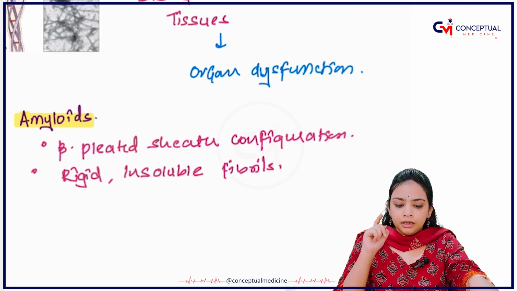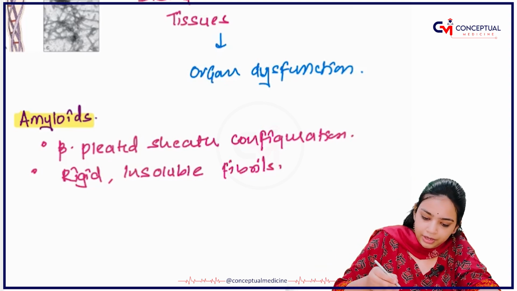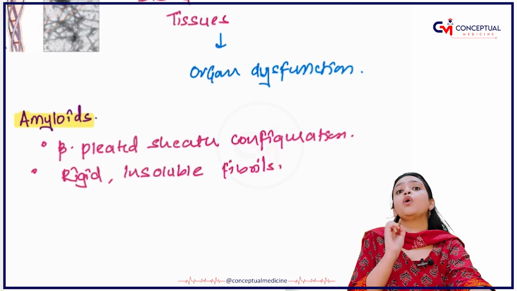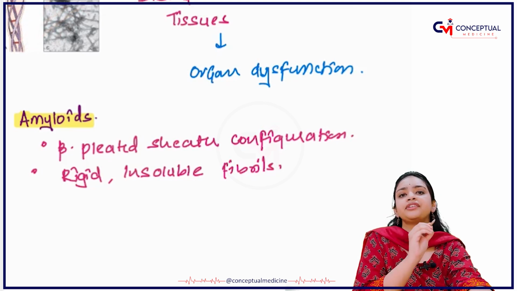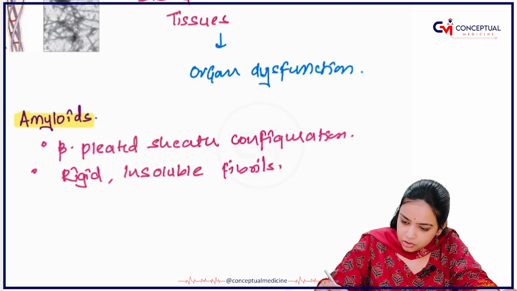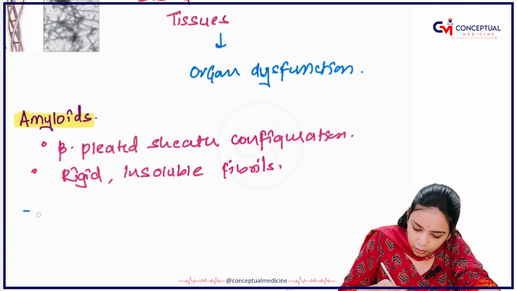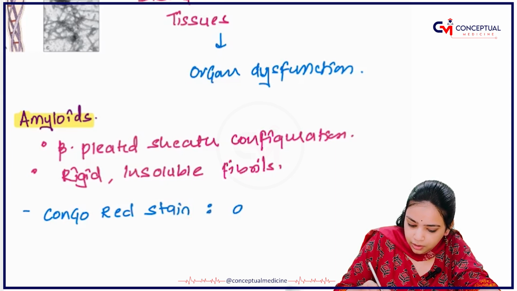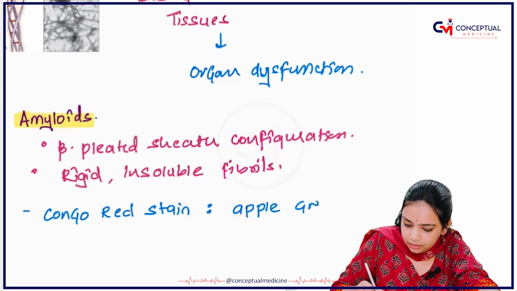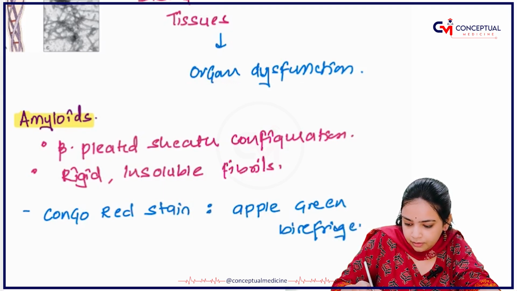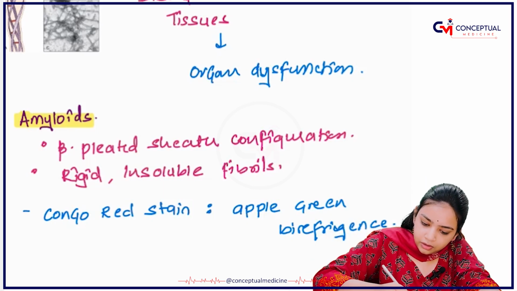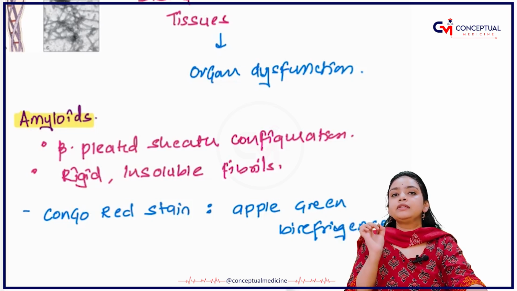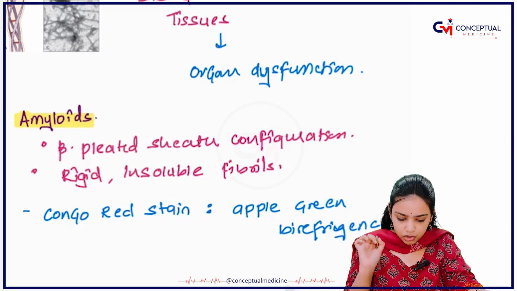Now, they have a very special stain, as you are able to see in this figure. They have a Congo red stain, and it is very characteristic of amyloid. So, let's write that down also: they have a Congo red stain, which shows the apple green birefringence. See this figure. This is the apple green birefringence which the amyloids show.